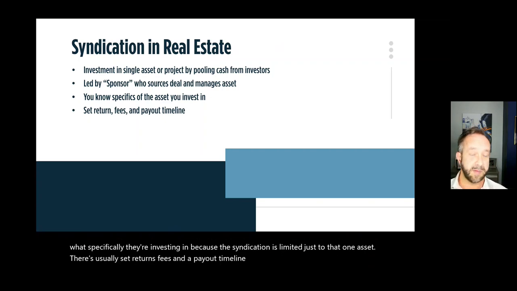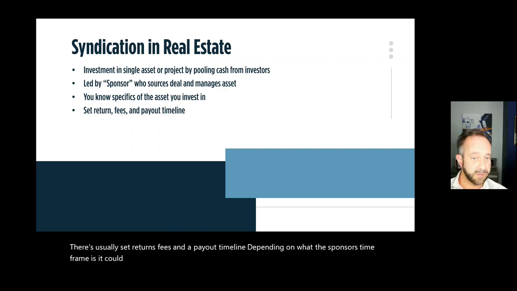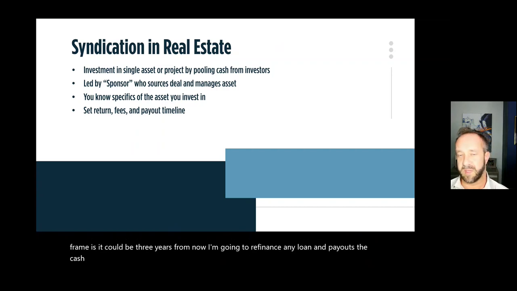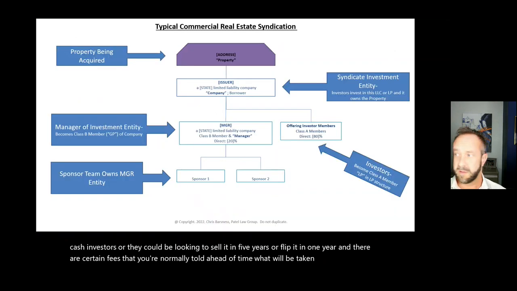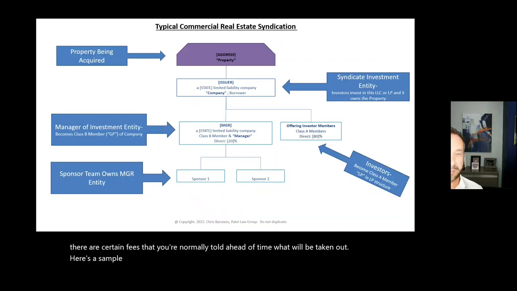Depending on what the sponsor's time frame is, it could be 3 years from now, I'm going to refinance any loan and pay out the cash investors, or they could be looking to sell it in 5 years or flip it in 1 year. And there are certain fees that you're normally told ahead of time what will be taken out. Here's a sample of sort of a structure of a typical real estate syndication.